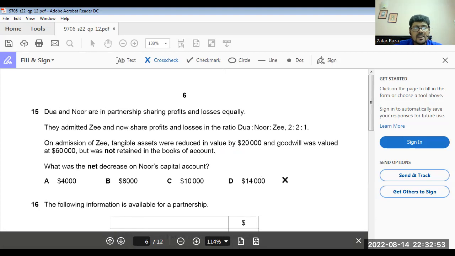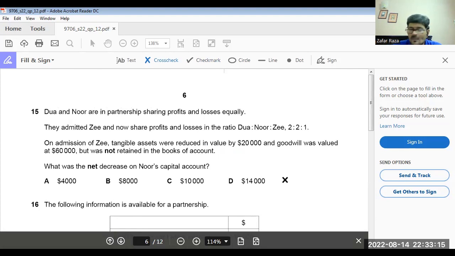Okay, 15. Now, Dua and Noor are in partnership sharing profit and losses equally. They admitted Z and now share profit and losses in the ratio Dua, Noor and Z 2 to 1. On admission of Z, tangible assets were reduced in value by 20,000 and goodwill was valued at 60,000 but was not retained in the books of account. What was the net decrease on Noor's capital account?